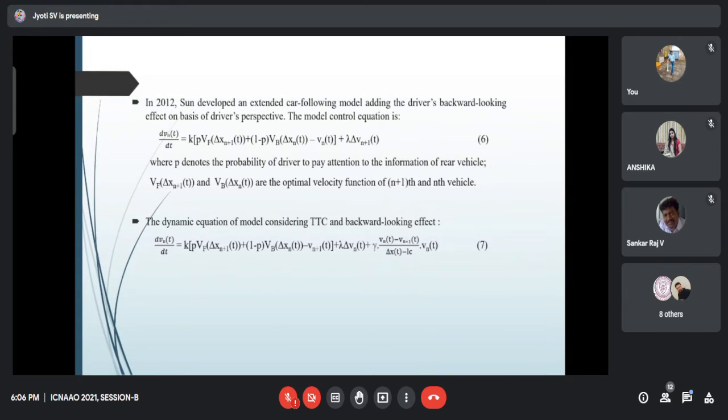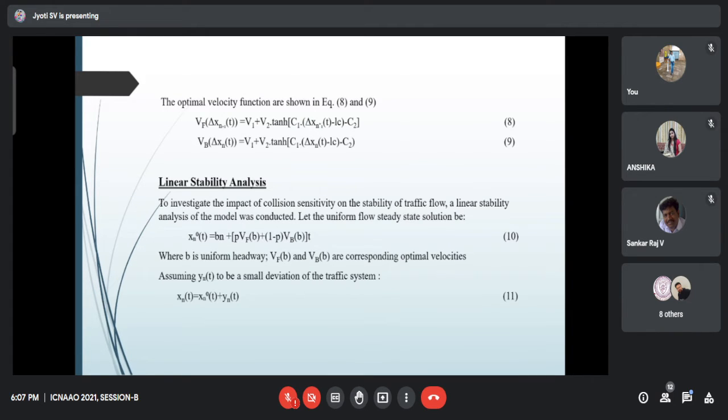The dynamic equation of the model considering TTC and the backward-looking effect is dv_n(t)/dt = k[p V_f(Δx_{n+1}(t)) + (1−p) V_b(Δx_n(t)) − v_{n+1}(t)] + λΔv_n(t) + γ(v_n(t) − v_{n+1}(t))/Δx(t) − l_c v_n(t).